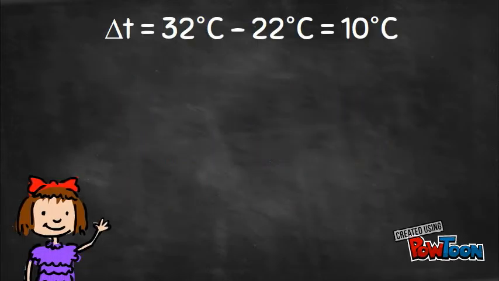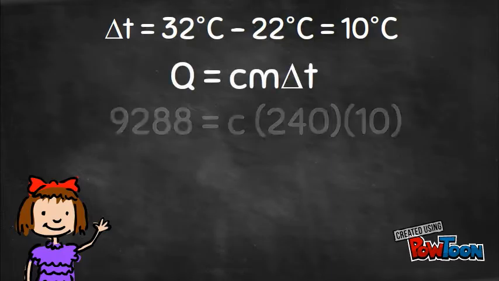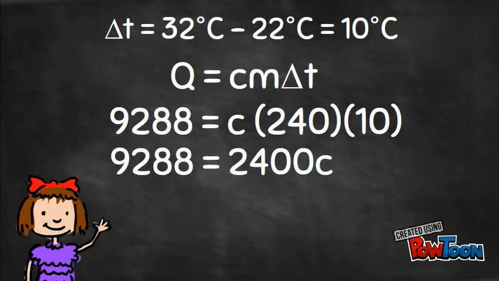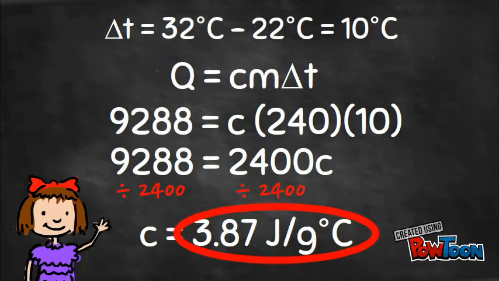She starts out by finding her delta T, which she got to be 10 degrees Celsius. She then uses the equation that she learned in her chem class, and she fills in all of the information that she found in her experiment. She then gets that 9,288 joules is equal to 2,400 times the specific heat. To find the specific heat, she then divides both sides by 2,400. After doing that, she found that the specific heat of apple juice was equal to 3.87 joules per gram degrees Celsius.